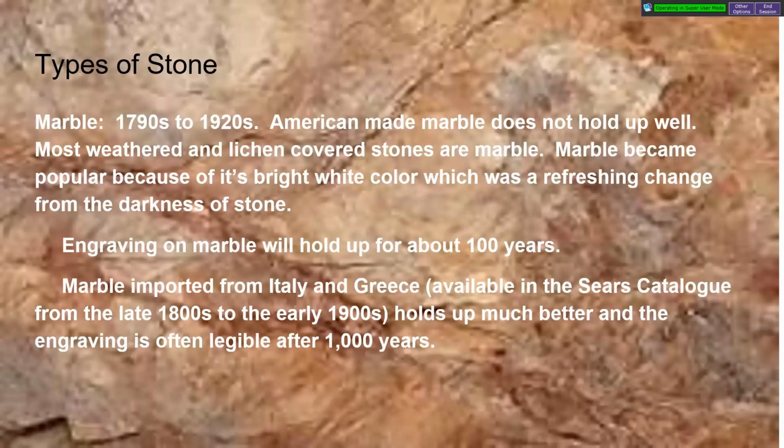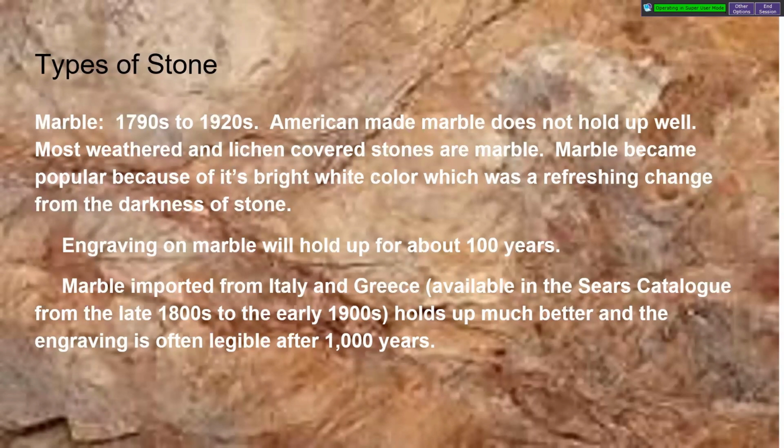American-made marble doesn't hold up well. If you ever see that green stuff, or Katie, would you say it's more black or green or lichen? I'd say green. Green, yeah. Kind of green on the covered stones. It's a marble stone. It became popular because of its bright white color, which was a really nice, refreshing change from the darkness of stone.